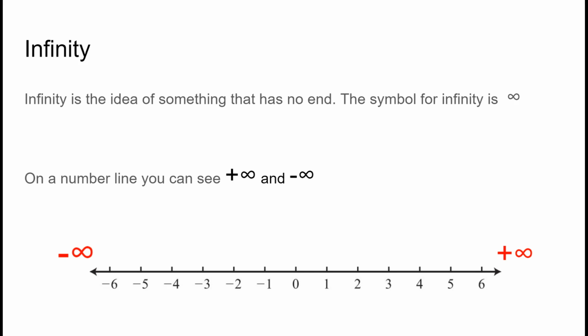We'll begin with talking about infinity. Infinity is the idea that something has no end. In mathematics, we use the following symbol for infinity. On a number line, you can see positive infinity, or numbers that are getting bigger and bigger and bigger, and negative infinity, numbers that are getting smaller and smaller and smaller.